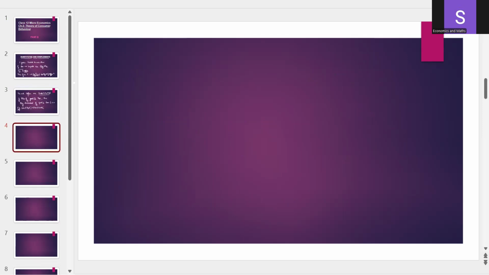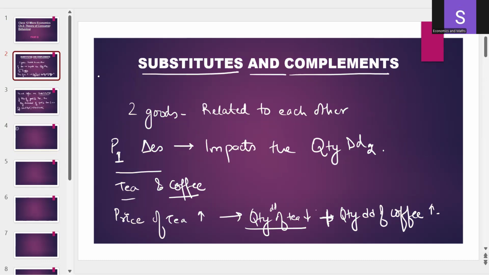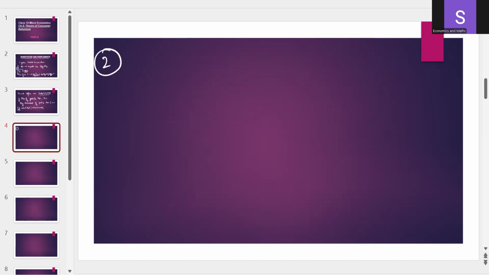The other type could be another scenario. This is the first scenario, and I'm talking about the second scenario. In the second scenario, the example I'm taking is socks and shoes.